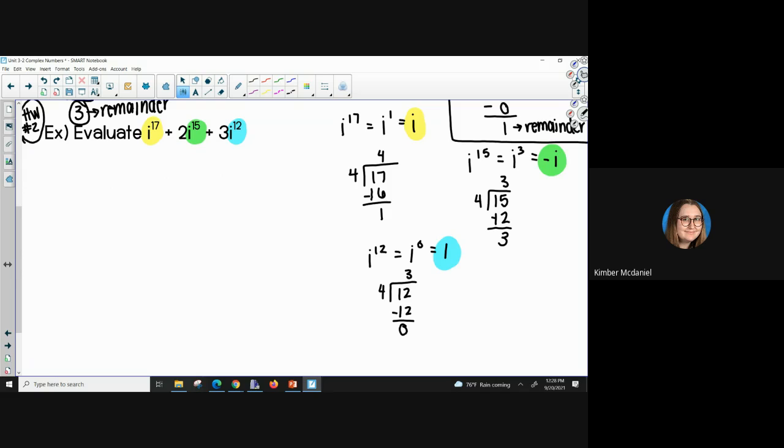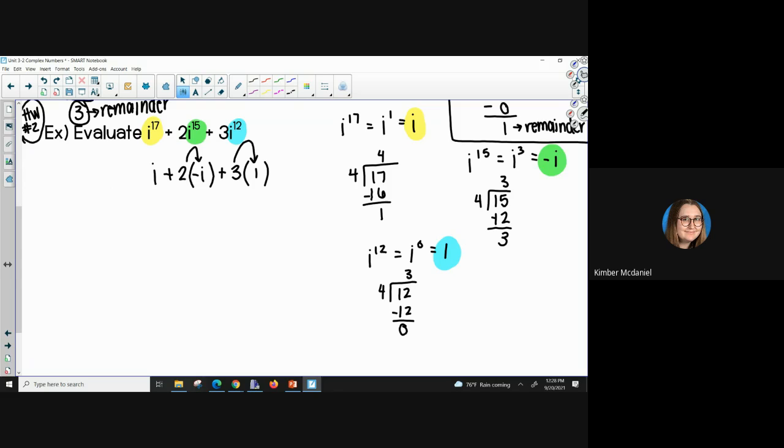So i to the 17th is i. Are we gonna do anything with the coefficient? That's what we're about to do. Javon's asking, what about the coefficients? We're going to bring down that plus 2, and we're going to substitute negative i in for i to the 15th. Then I'm going to drop down that plus 3, and substitute in 1 for i to the 12th. And then at this point, you're going to multiply those coefficients with what we got.